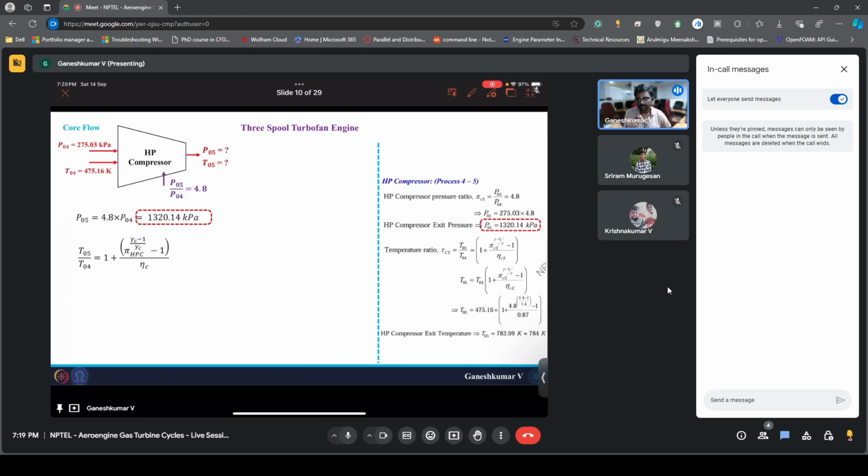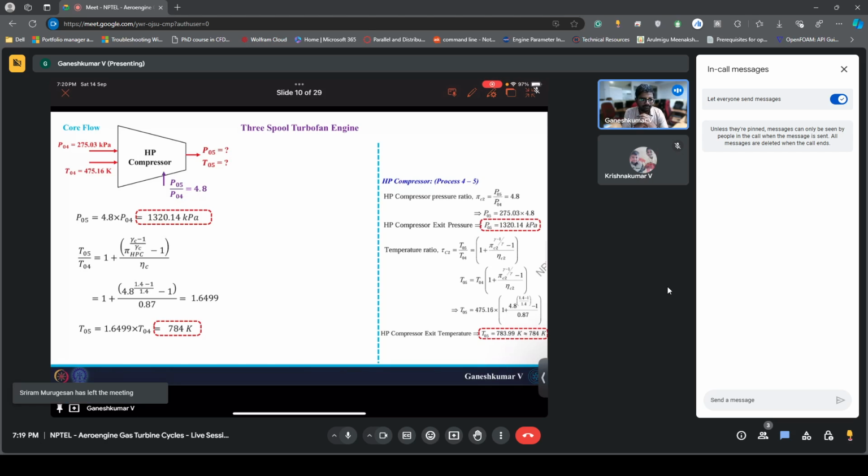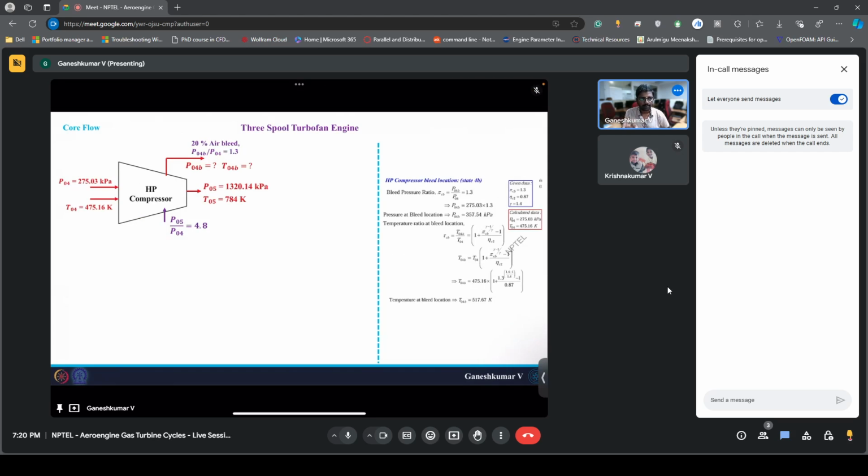Okay, and similarly we all know this relation. From this relation, you can find the temperature ratio to be 1.6499, and based on that you can find the exit temperature of the compressor to be 784 Kelvin. Now there is a small difference. Now we have air bleed happening.